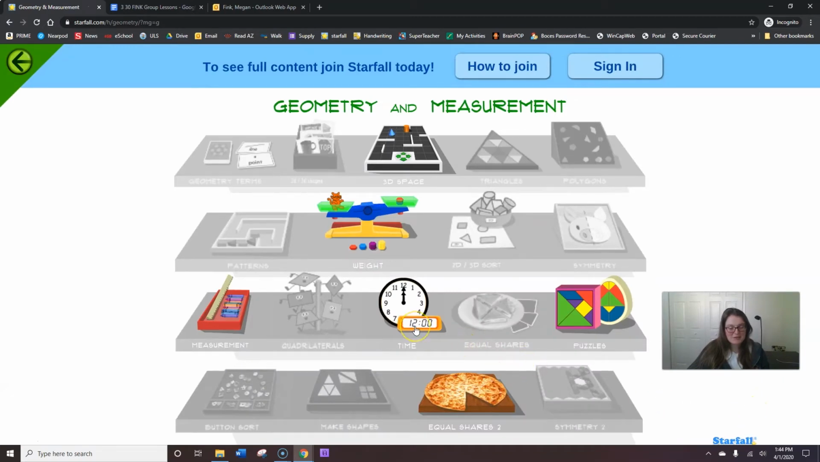So that's a game that you can practice telling time all on your own without even having to worry about logging in. You can select all the different clocks that come up.